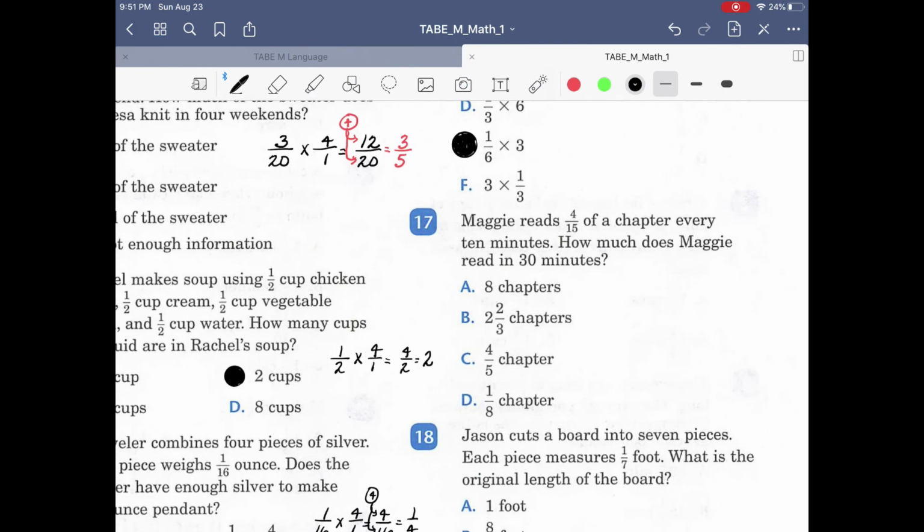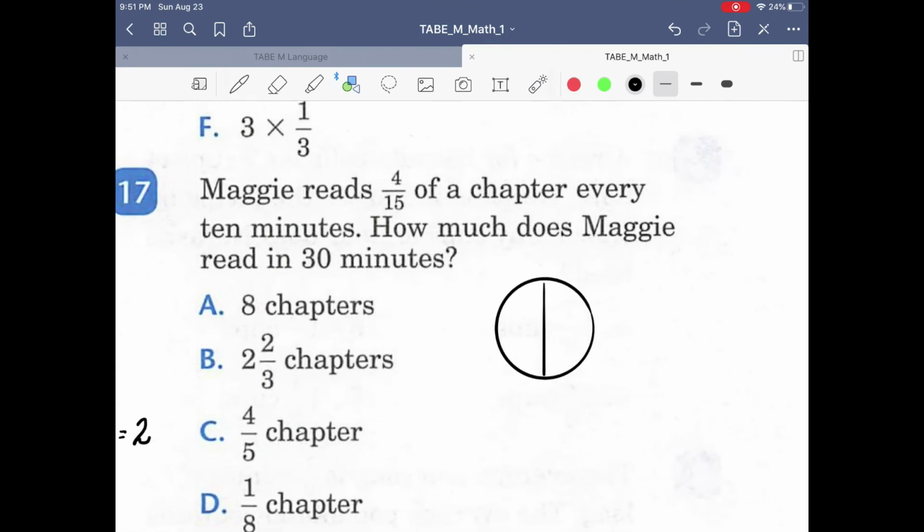Number 17. Maggie reads 4/15 of a chapter every 10 minutes. How much does Maggie read in 30 minutes? Well, let's take a picture here. There's 30 minutes of the clock. So let's take this half of the clock, 30 minutes, and we know that every 10 minutes she reads 4/15 of a chapter.